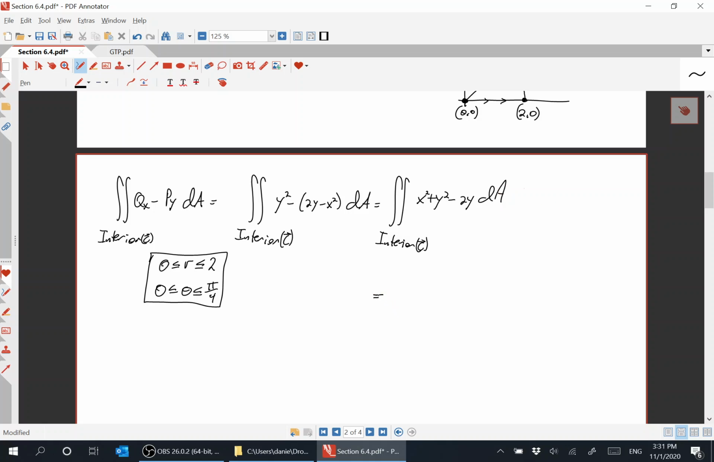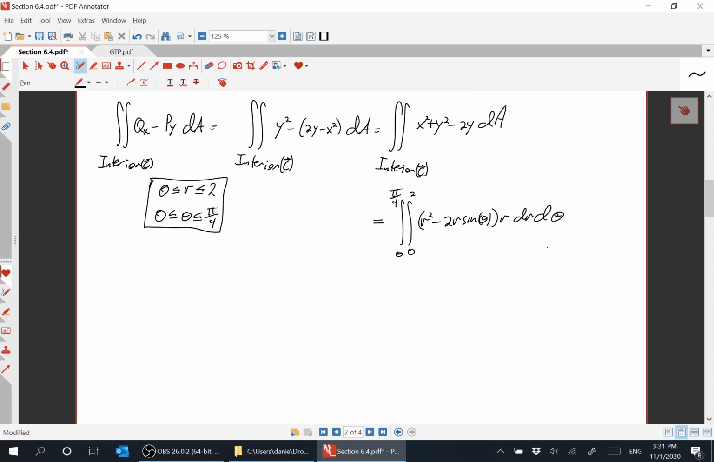So now calculating in terms of polar coordinates, it's the integral from 0 to 2 for r, and 0 to pi over 4 for theta, of x squared plus y squared, which is r squared, minus 2r sine of theta, r dr d theta. Okay, so we took the double integral for x and y and transformed it into an integral for r and theta.